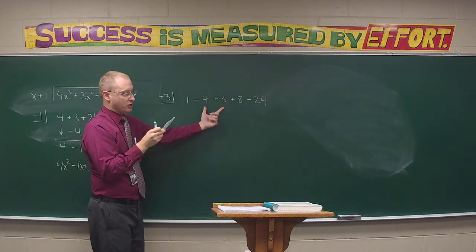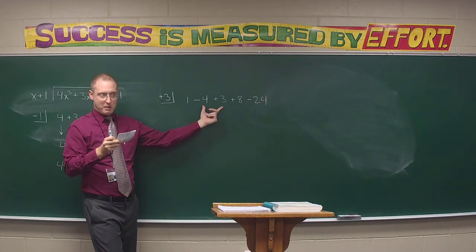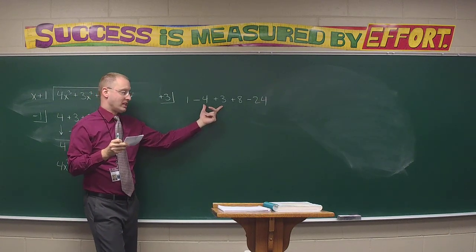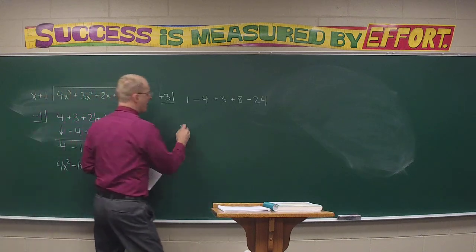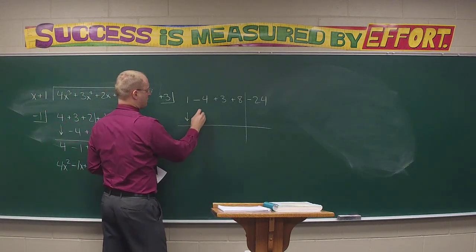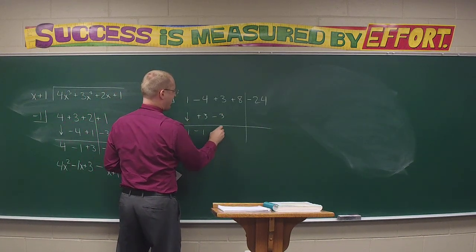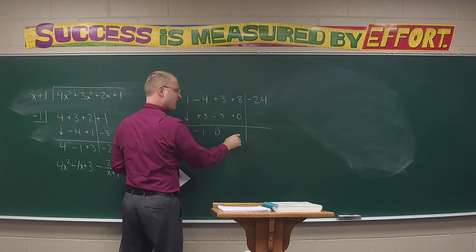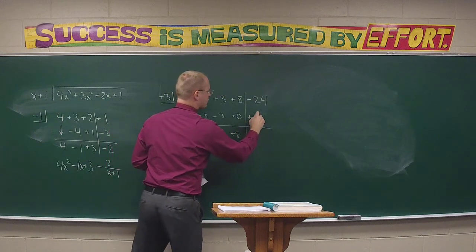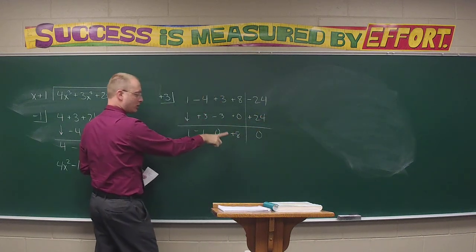Check and make sure you had these correctly. This isn't the way it was written on the paper. You had to put it in descending order to get this. How many did catch the flip that needed to take place? Good, all of you. And then, of course, we'll bring down the first, multiply, add, multiply, add, multiply, add, multiply. And we do get a zero remainder here.